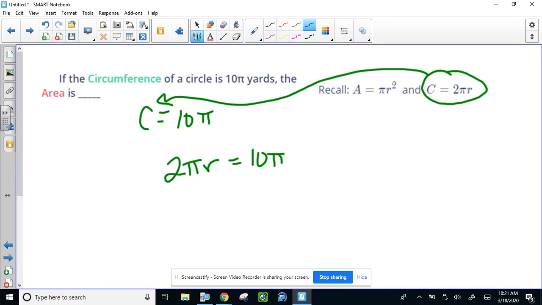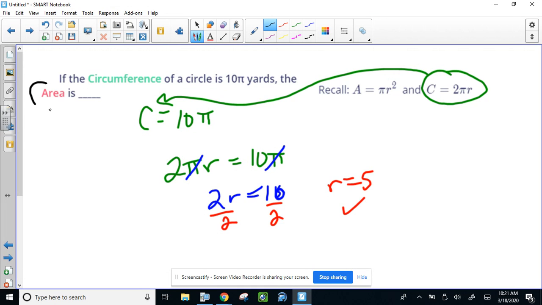What's really nice about these being in exact terms is that if we divide by pi on each side, they simply cancel each other out. So we have 2r equals 10. And then we can solve this. We just divide by 2, and that gives us our radius, 5. So we've got our radius. Yay, that's a check. That's a big thing that we need.